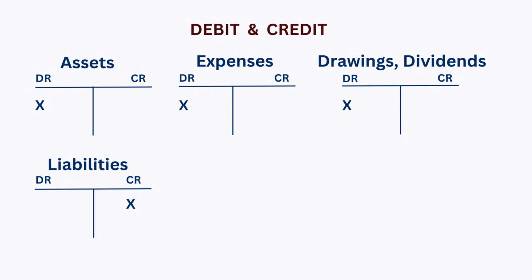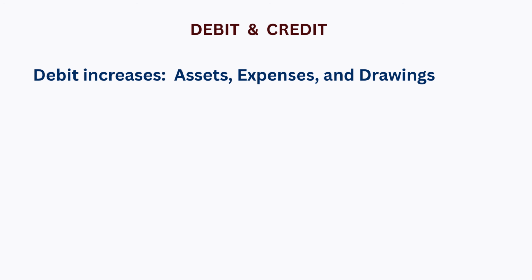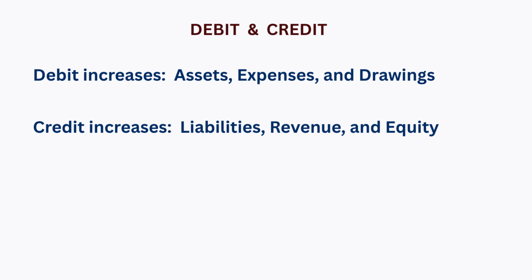On the other hand, liabilities increase with credits. So if the business takes a loan or owes more money, we record a credit. Revenue increases with credits. When the business earns money from sales or services, revenue goes up with a credit. Equity also increases with credits because it represents the owner's claim in the business. A simple way to remember this is: debit increases assets, expenses, and drawings. Credit increases liabilities, revenue, and equity.